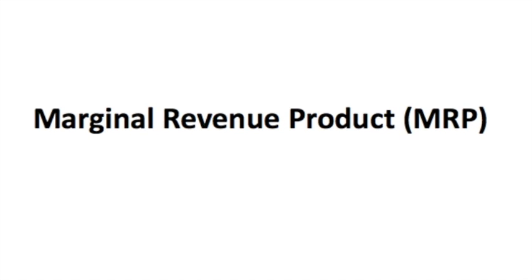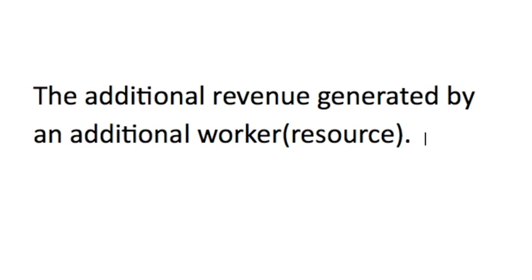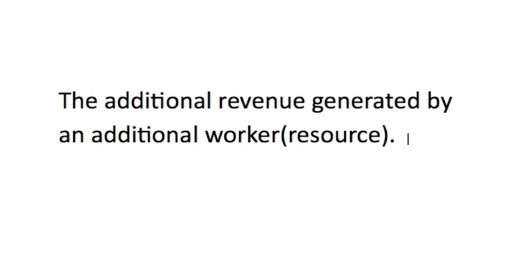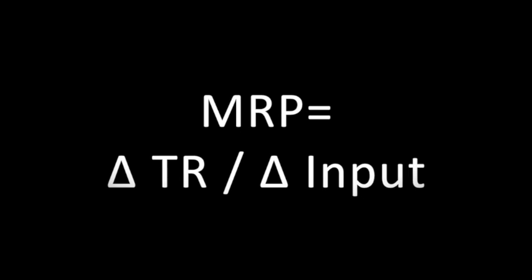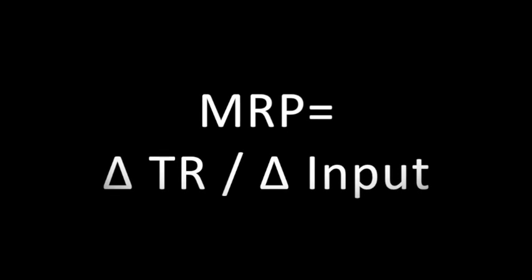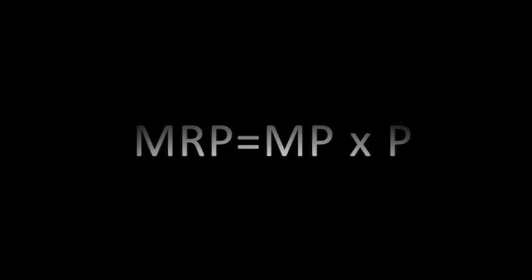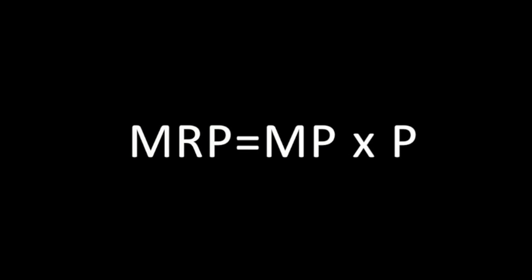Marginal revenue product, or MRP, is the additional revenue generated from using one more unit of the input. Mathematically, it is the change in total revenue divided by the change in the number of inputs, which is also equal to marginal product times marginal revenue.